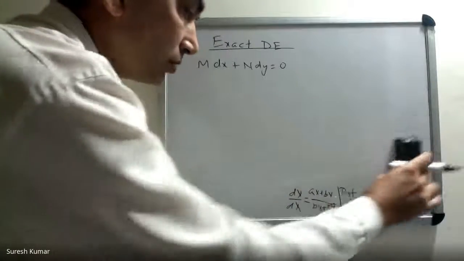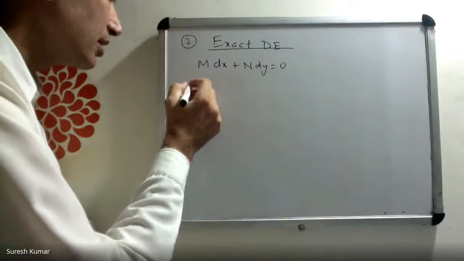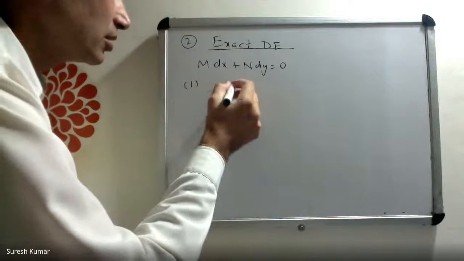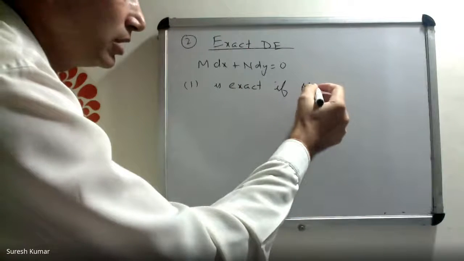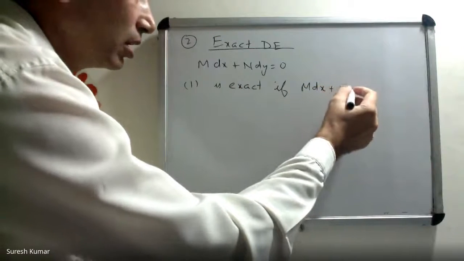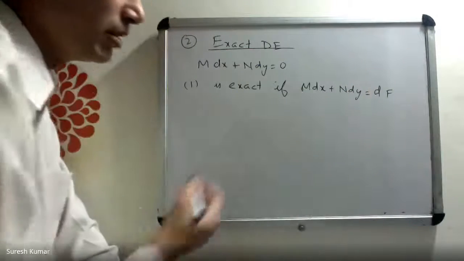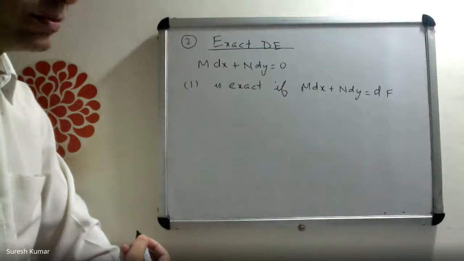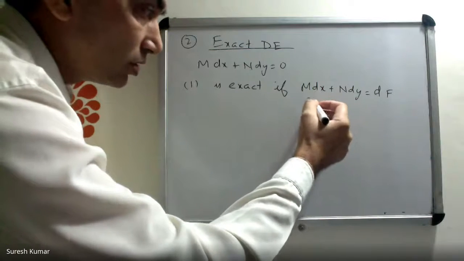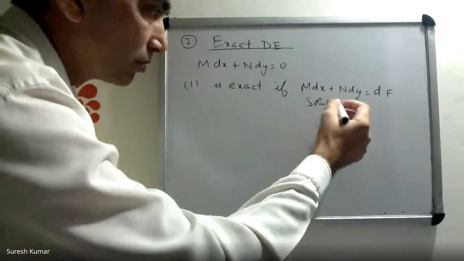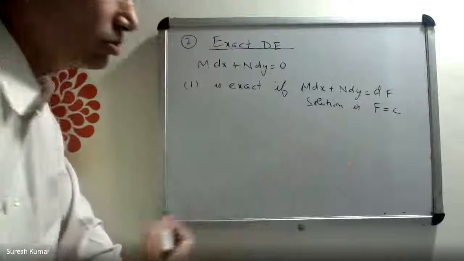After that, this differential equation is exact if M dx plus N dy is exact differential of some function capital F. This is the original definition. And once it's exact differential, if you know this function capital F, then solution is simply F equal to constant.